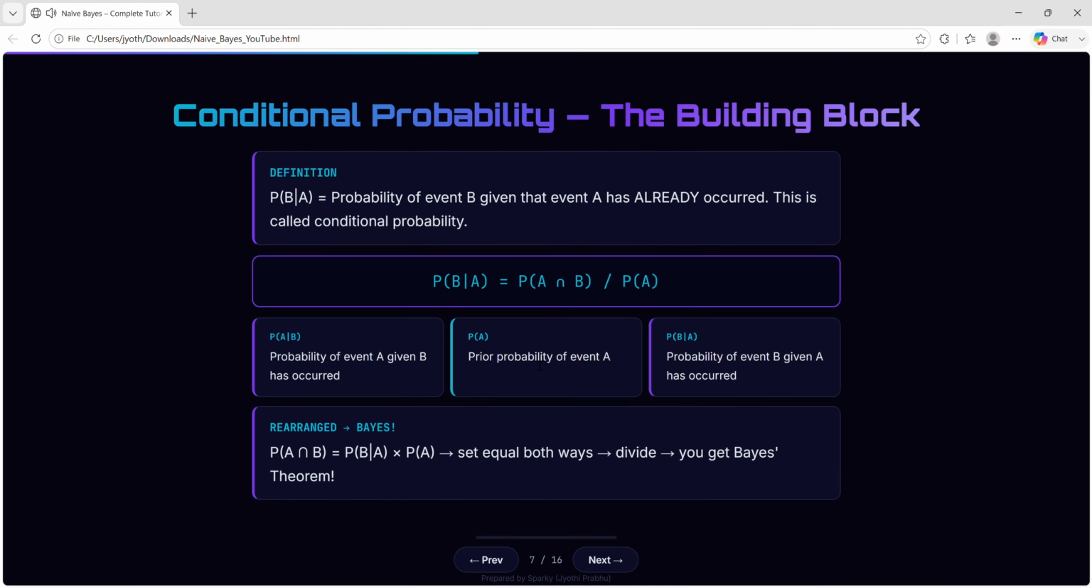Conditional probability is the building block of Bayes' theorem. P of B given A means, probability of B given that A has already happened. The formula is P of A intersection B divided by P of A. Rearrange it and you get P of A intersection B equals P of B given A times P of A. Set this equal in both directions and divide, you derive Bayes' theorem. The maths connects beautifully.